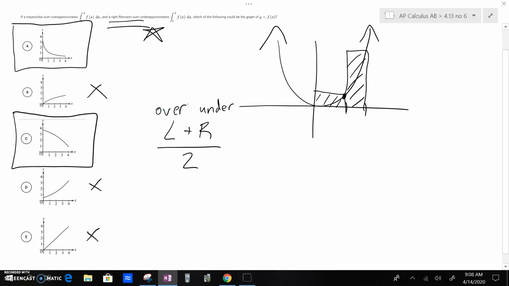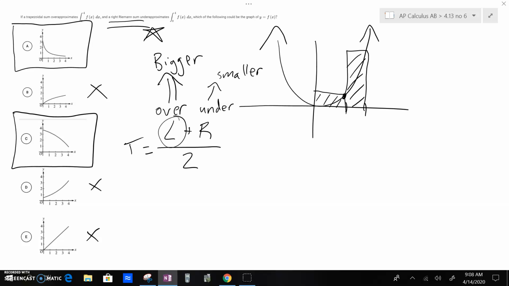For the trapezoidal to be an over, the overestimate for the left has to be bigger. So you have to have more overhang on the left, and this one has to be smaller. So that part of the trapezoidal sum has to be the bigger piece for the trapezoidal sum to be an over-approximate. And you would need to do this kind of abstract thinking to be able to solve this one because they didn't give you a function. So if you think about, well, okay, now what do I do with that?